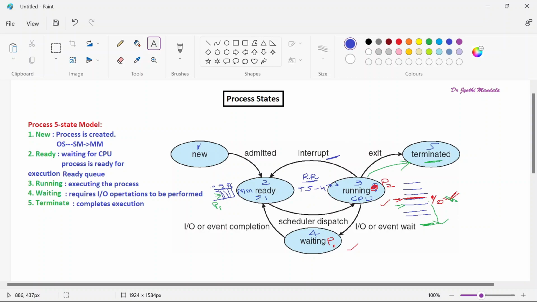I hope you are all clear with this process five-state model: new, ready, running, waiting, and terminate state.